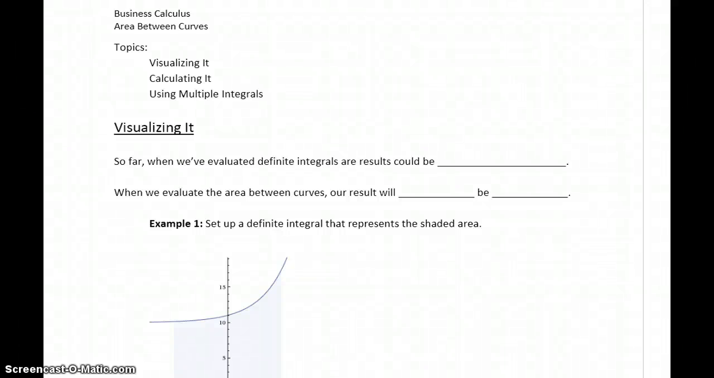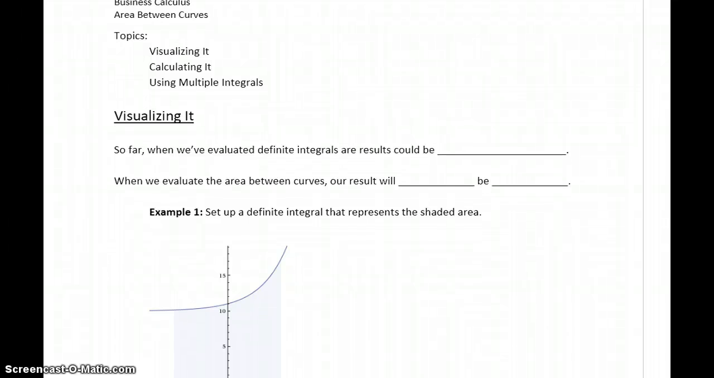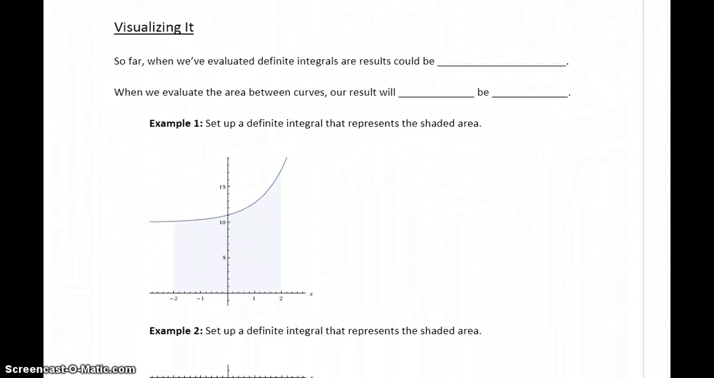The next topic we want to discuss is how we can use integrals to find the area between two curves. And in particular, we want to talk about how this differs from what we've already been doing with integration. So with the problems we've considered so far, we've calculated definite integrals, and that result could either be positive or negative.